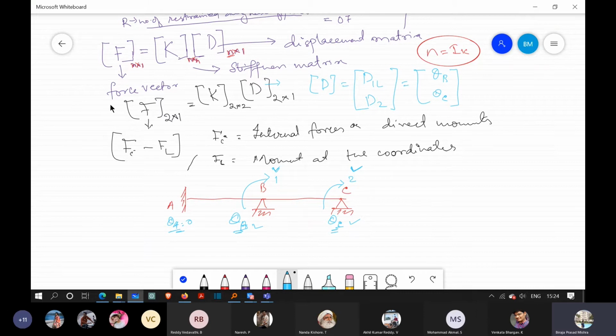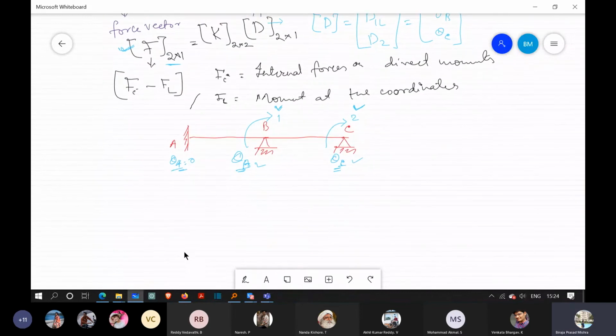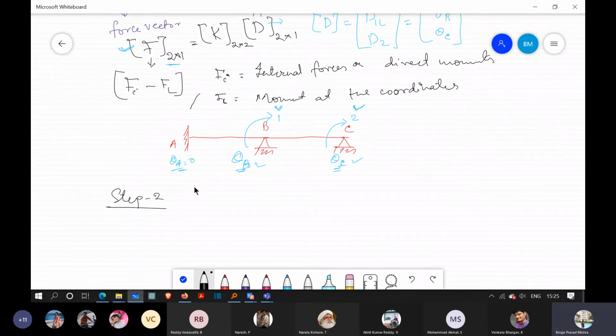Okay. Now, what about the force matrix? So write down, we have to determine the force matrix. Write down step 2, that is fixed end moments.